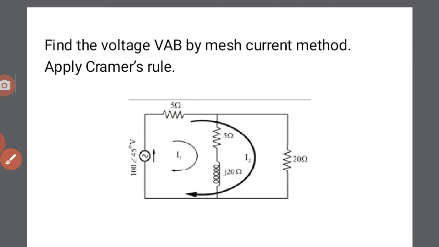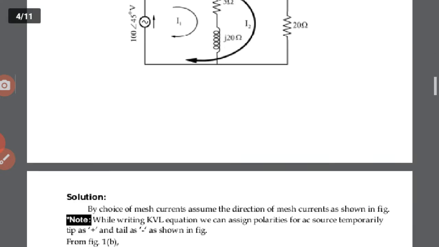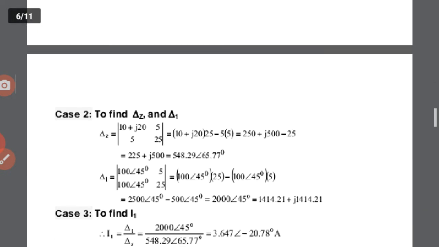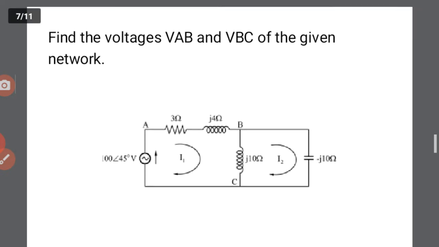So this one is another example. In the previous section, we found the current flowing through the branches. In this case, we have to find the voltage drop across each element by applying Cramer's rule. Go for another example. In this case, we are determining the power.